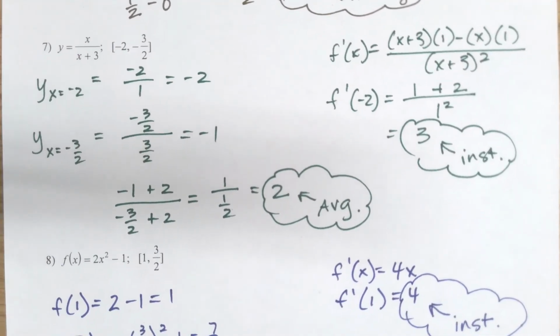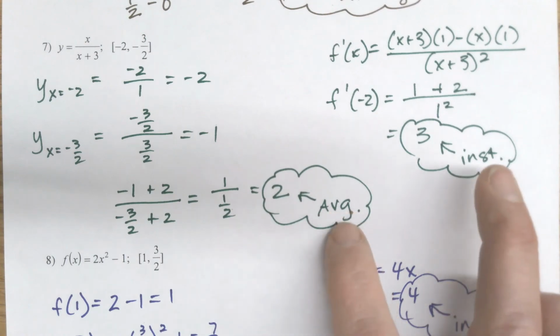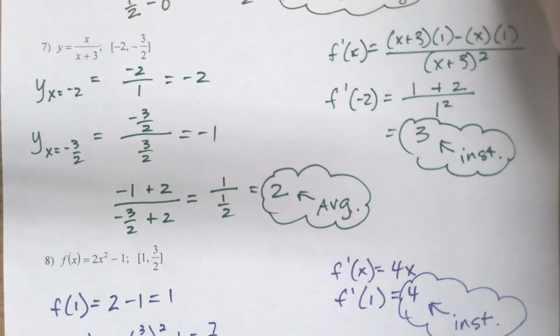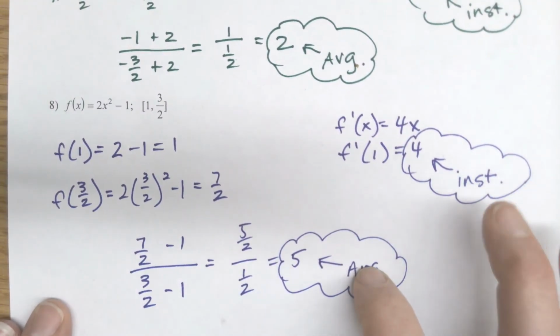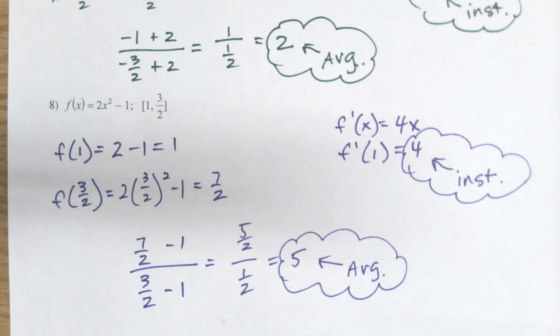I am back for 7. I got 2 for the average and 3 for the instantaneous. And for 8, I got 5 for the average and 4 for the instantaneous.